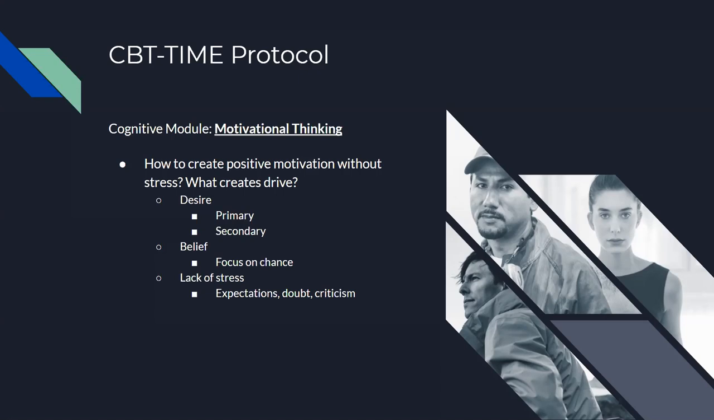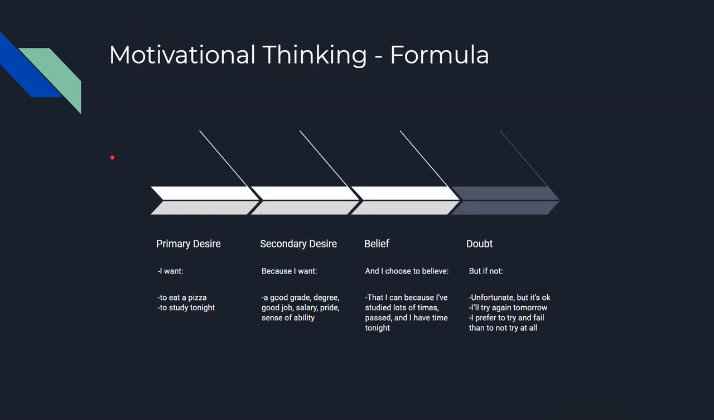What causes stress? Red flags. So we need to make sure we're not using red flags, for example, expectations that I'll succeed, focusing on the doubt or the chance that I won't succeed, criticizing myself if I don't succeed. All these patterns will increase stress and then sabotage my positive motivation. So our formula looks like this: primary desire plus secondary desire plus belief minus doubt.